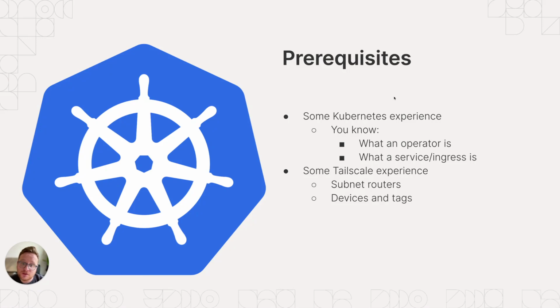We're going to talk about some Kubernetes concepts in this video that would be good to have some prior knowledge of. An understanding of what an operator is will be useful, as well as some Kubernetes networking knowledge around services and ingresses. If you've used Tailscale before, it will be helpful if you know how to use devices and tags, as well as an understanding of Tailscale's subnet routers.